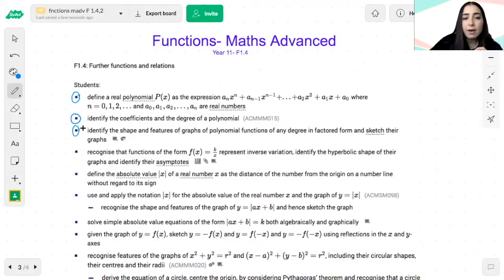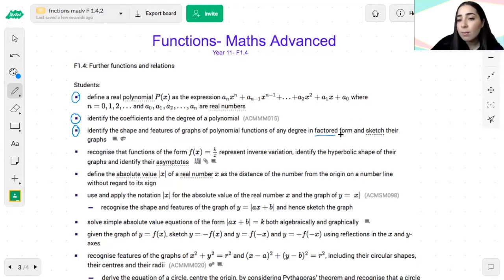Third thing is identify the shape and features of graphs of polynomial functions of any degree in factored form and sketch their graphs. Okay, so this relates really closely to when we looked at the cubic in factored form in the last video. So this is very, very similar to any polynomial with any power, whether it's a cubic, a quartic, or to the power of 10 or whatever.